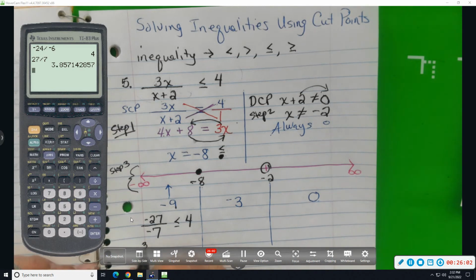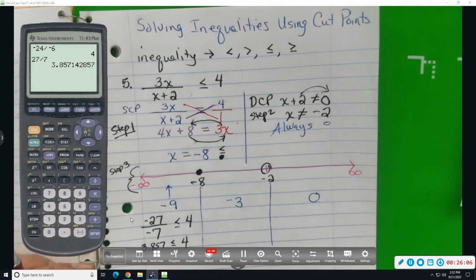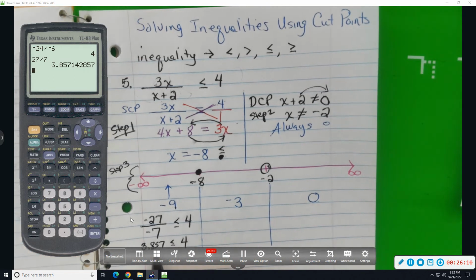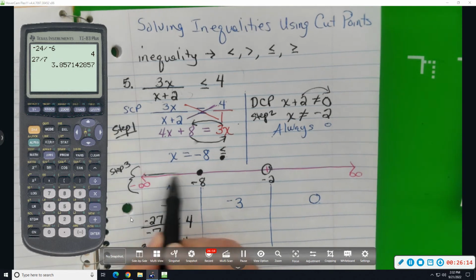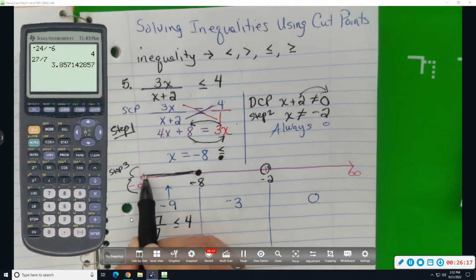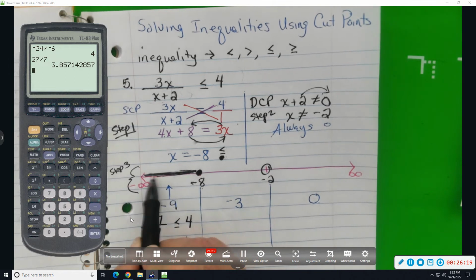So what are y'all thinking? True? 3.857 less than 4, that's a true statement. So that means we shade this interval. Okay.